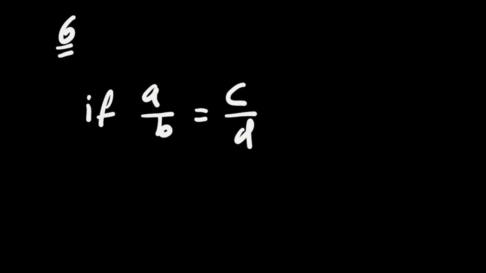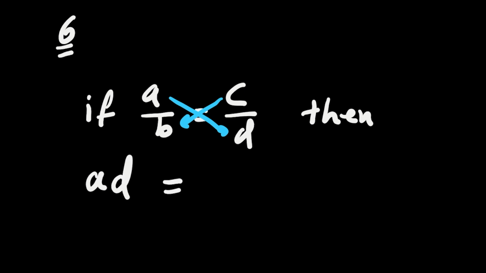Property number 6 says if we have a over b equals c over d, then we can just multiply a by d and b by c. So the result will be ad equals bc.